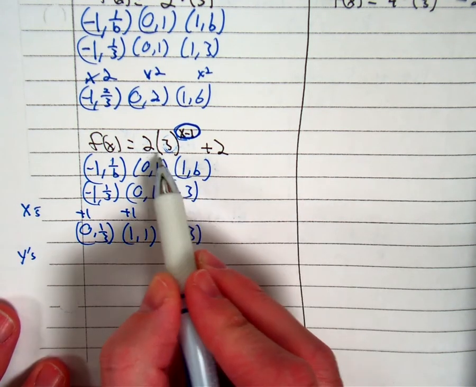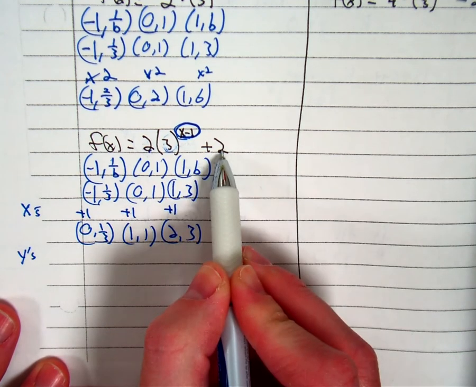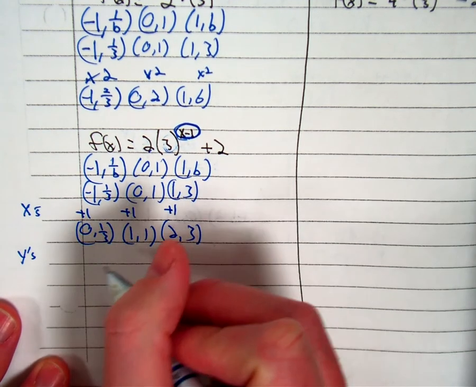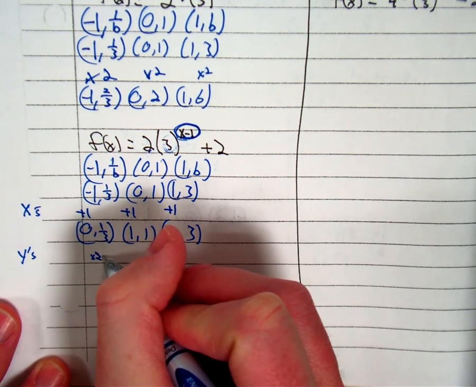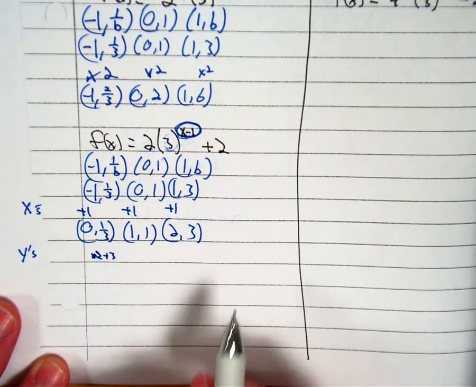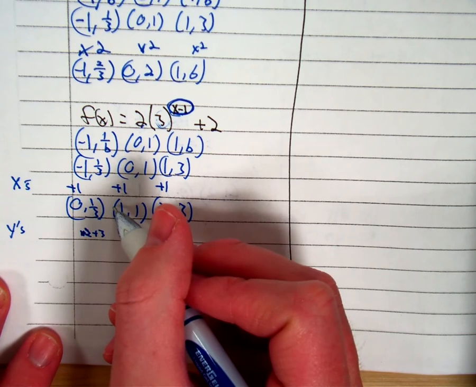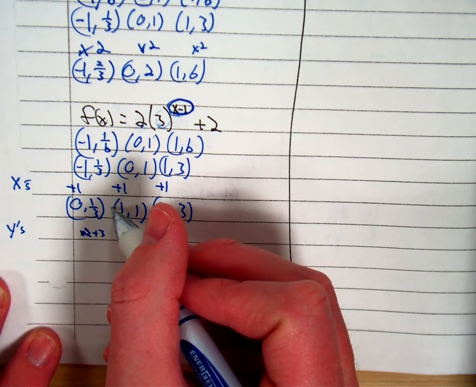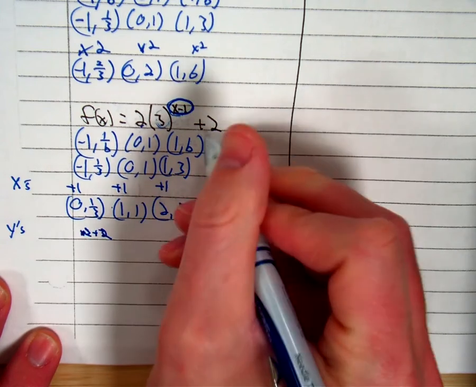Okay, so what am I doing to my y's? I'm multiplying all the y's by 2, and then adding 2. So for the y's, we got to do times 2 plus 2. You want to put a dot for the times, because the x might confuse you here. So 1/3 times 2 is 2/3, plus 2.